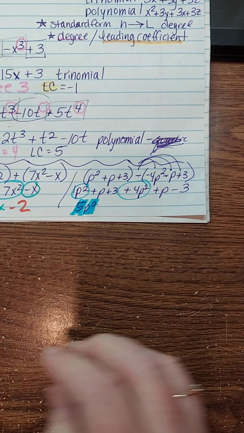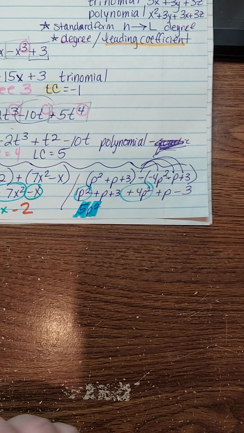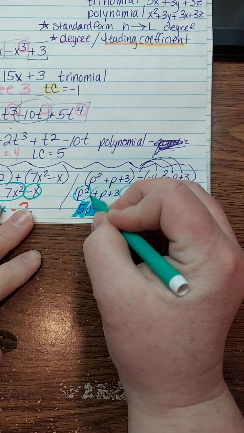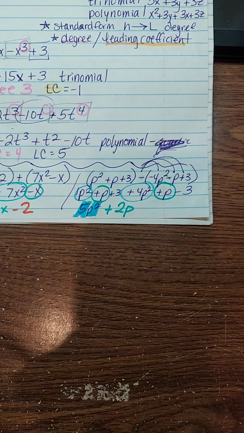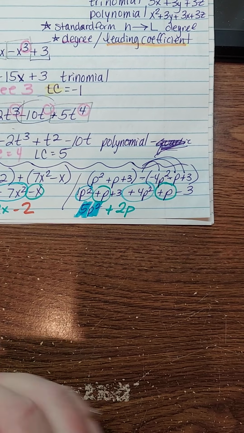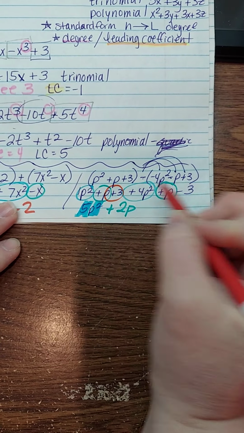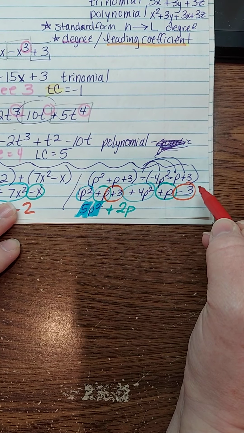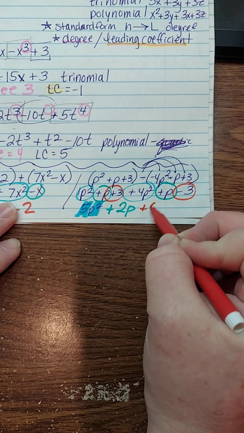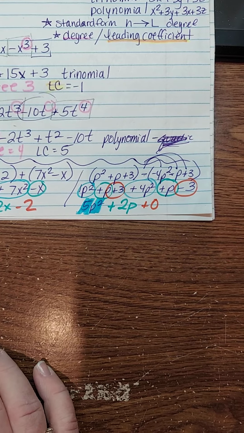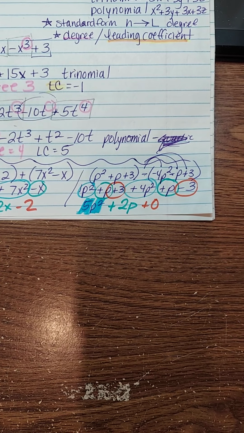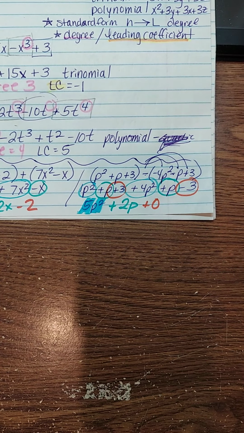Okay, next on the list, p's. 1, 2. All right. Next on the list, positive 3. Negative 3, well, that's 0. Do I have to write 0? No, but that's okay if you do. So we're really focusing on collecting like terms. Okay, thanks, friends.